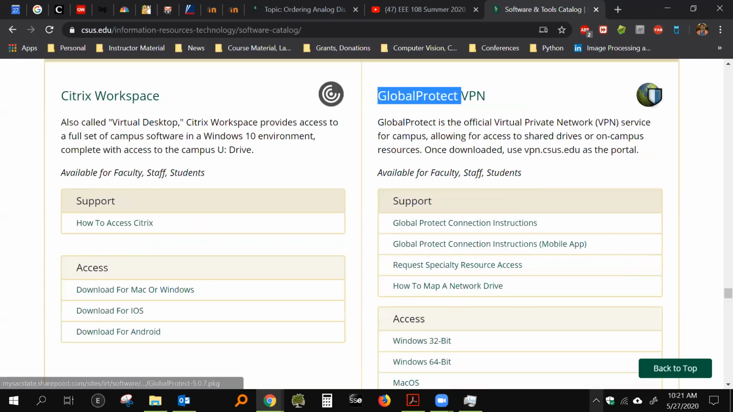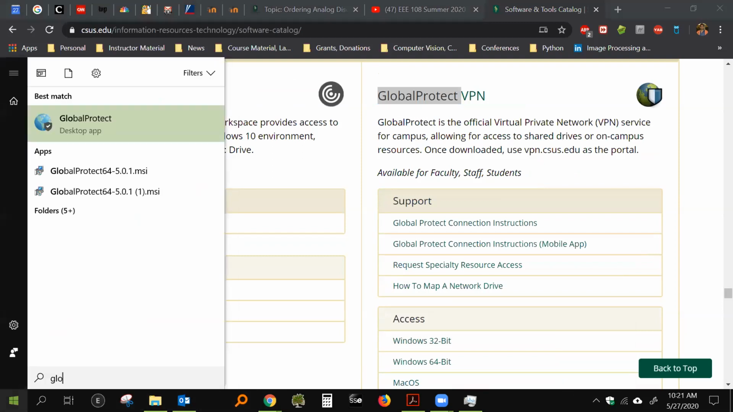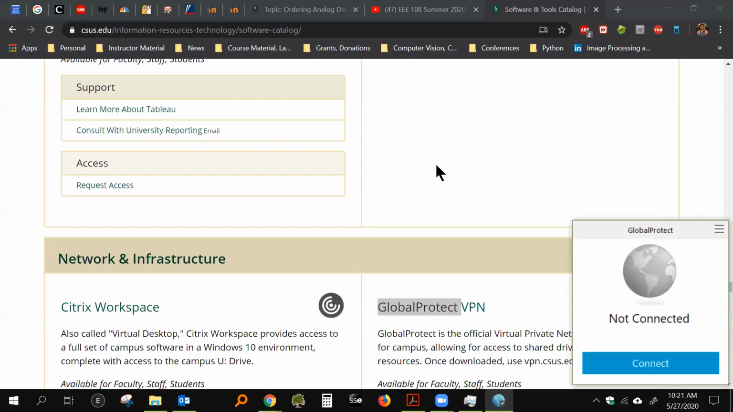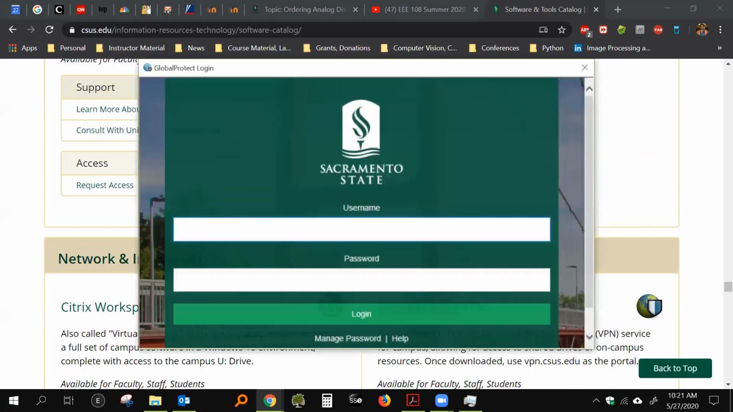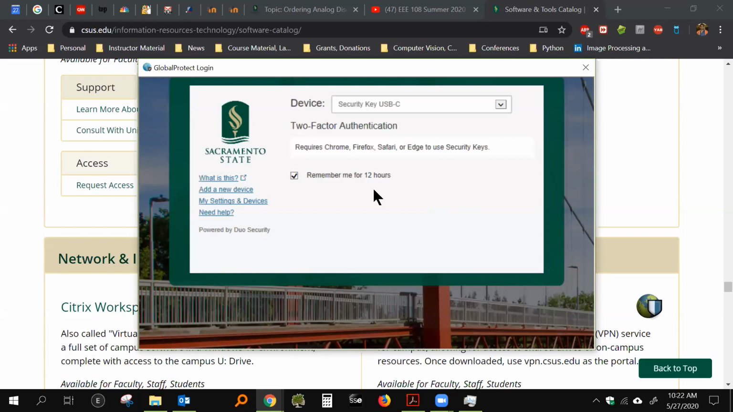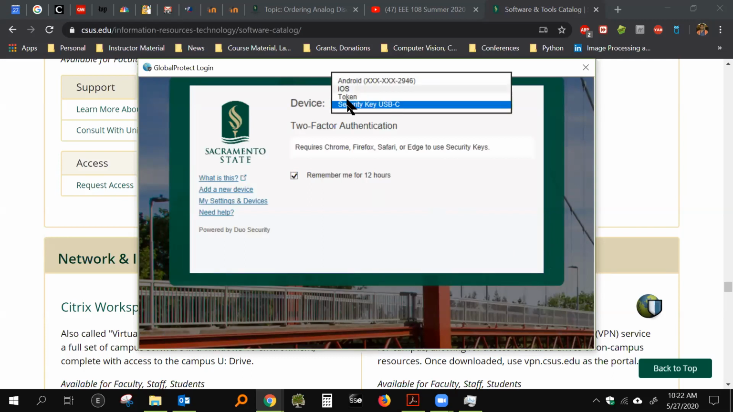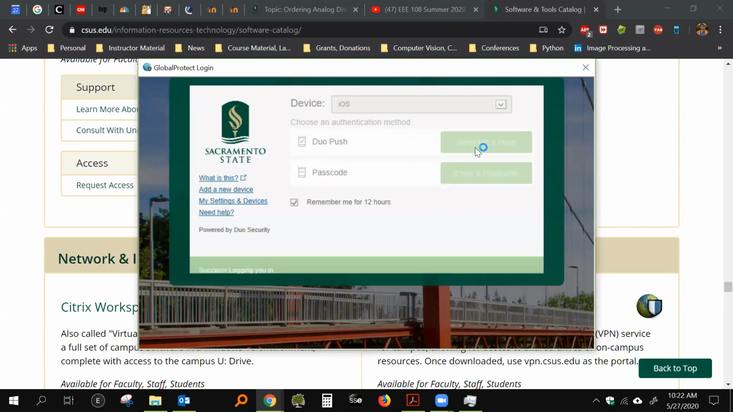Once I do that, the first thing I need to do is log into that VPN service. So, Global Protect. I'm trying to connect. Okay, so there's a two-step verification process that it'll go through. I'm going to receive a push on my iOS and approve the push on my iOS.